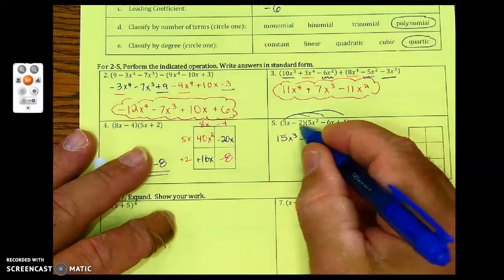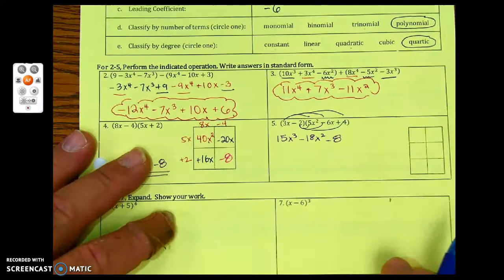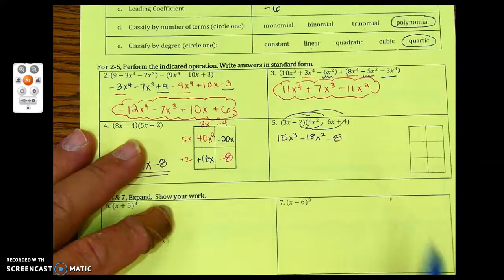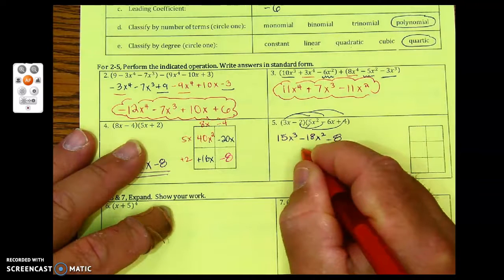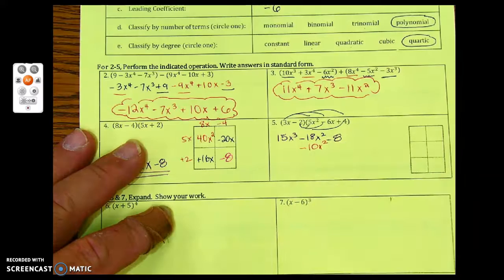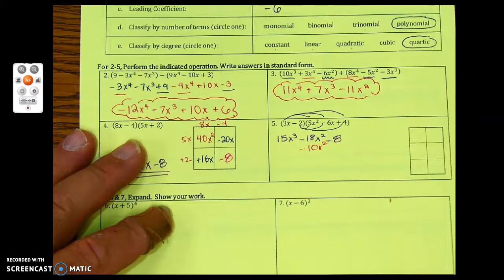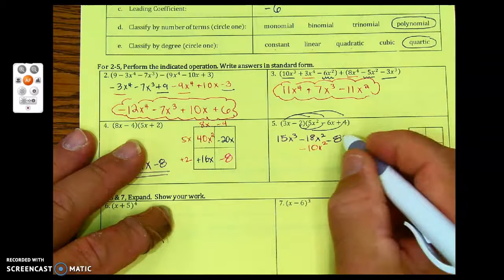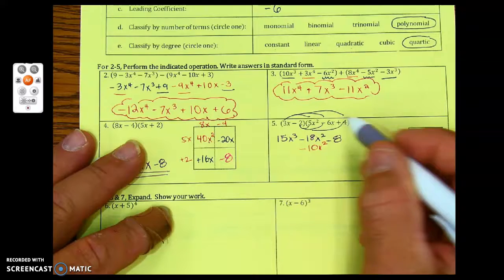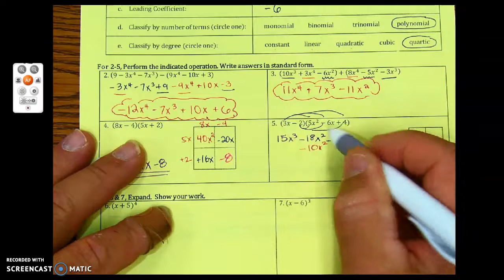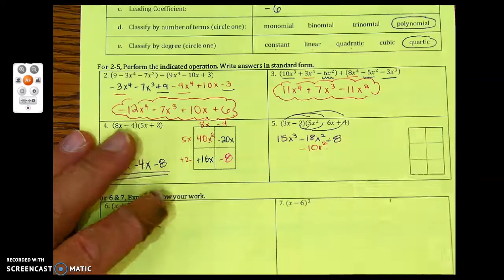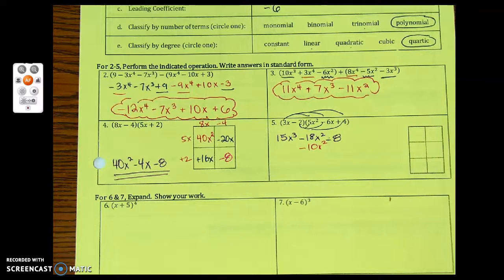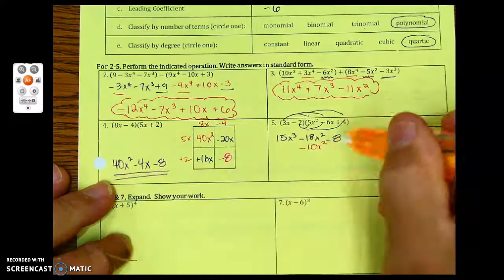Now I'm going to multiply these three. And when I do this, I'm going to show you something. I'm going to line these up in columns with like terms. Negative 2 times 5x squared is negative 10x squared. So I'm going to put that right underneath the negative 18x squared. Oh, by the way, sorry. This was not supposed to be negative 8. This was supposed to be 12. I'm going to have to get out my correction pen. Sorry about that, guys.